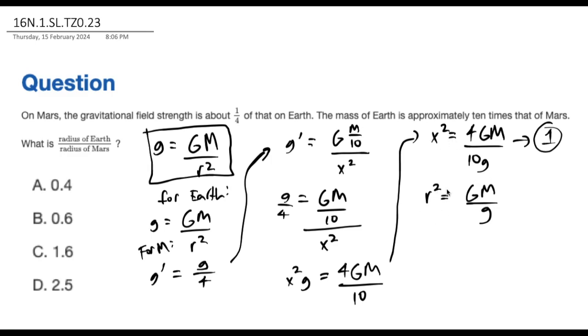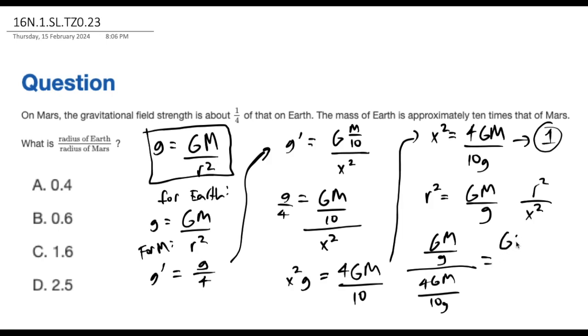Now they want the radius of Earth over the radius of Mars. So let's just do that together. We have r squared and x squared, and we'll take a square root at the end to get our answer. So we want r squared over x squared. We'll simply do GM over g, whole thing over 4GM over 10g. Now this is just equal to GM over g, we take the reciprocal, 10g over 4GM. Now we cancel out any common variables. This is why it's important to keep as many similar variables as possible. GM and GM go, g and g go.